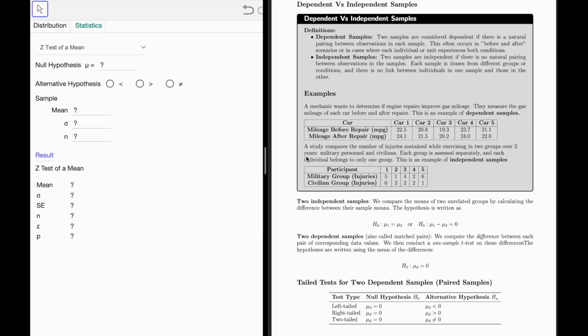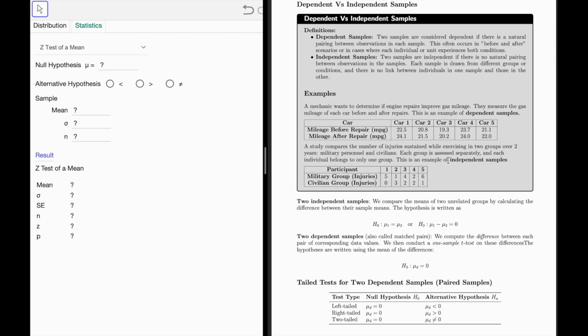Now, down here, we have an example of independent samples. A study compares the number of injuries sustained while exercising in two groups over 2 years. You have military personnel and civilians. Each group is assessed separately, and each individual belongs only to one group.